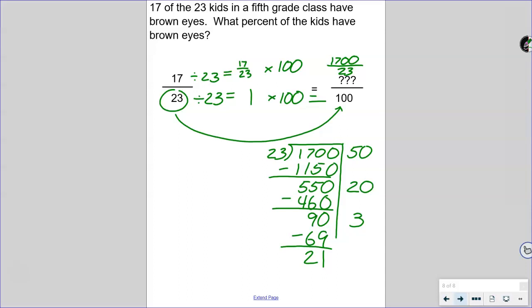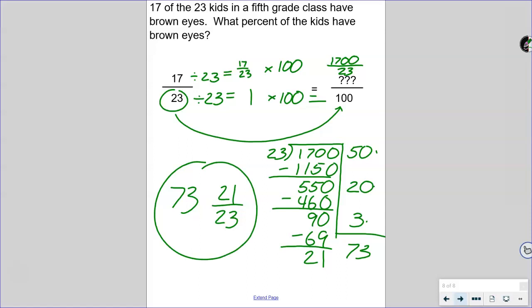And we can take that remainder and turn it into a fraction. So let's take a look. What do we got? 50 plus 20 plus 3 is 73. So our answer is 73 with a remainder of 21. But since we're trying to find out what mixed number 1,700 23rds is, we're going to turn that 21 into a fraction, 21 23rds. And there's our number. So this right here would be our percentage.